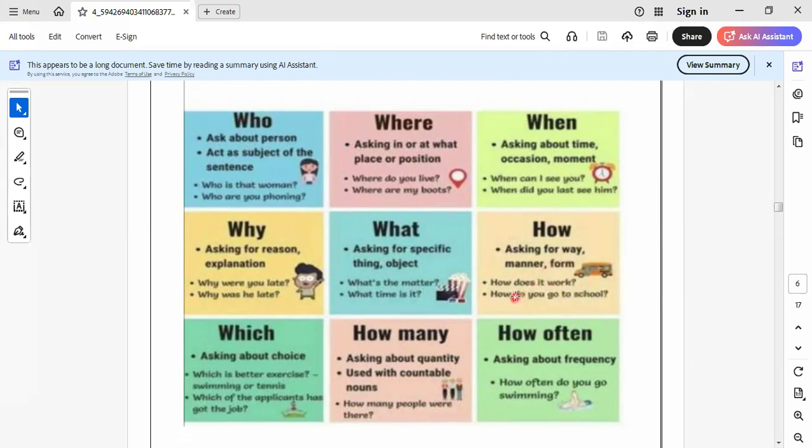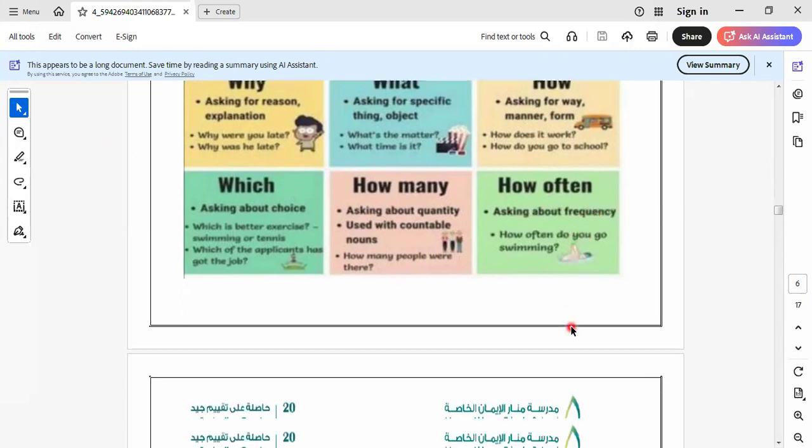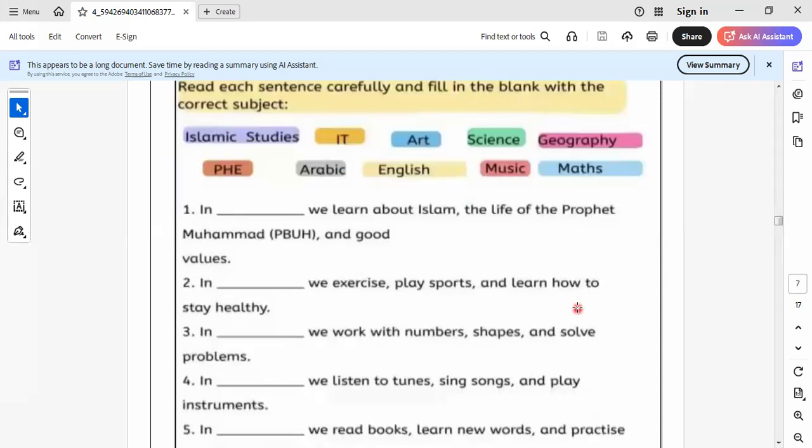Okay, when we say how does it work, or how to go to school, by bus, by car, and so on. Here we have which, to ask about choice; how many, to ask about numbers; and how often, to ask about the frequency of time that the action happens.